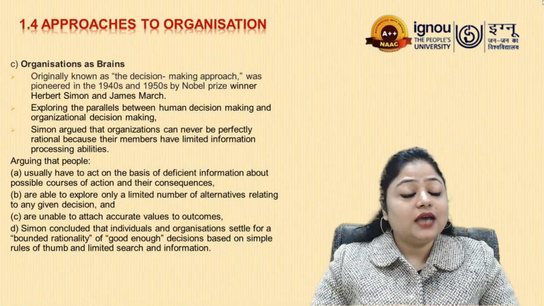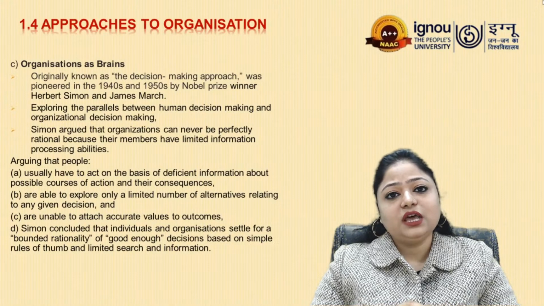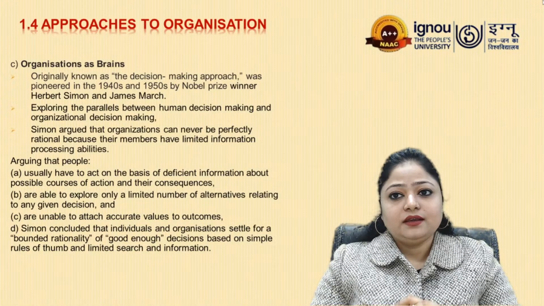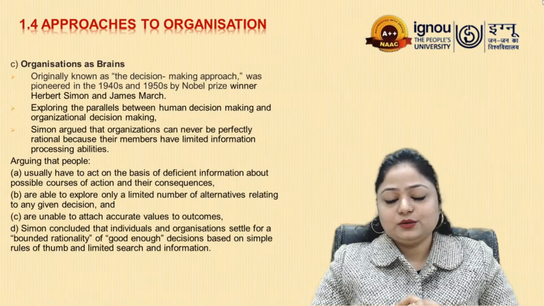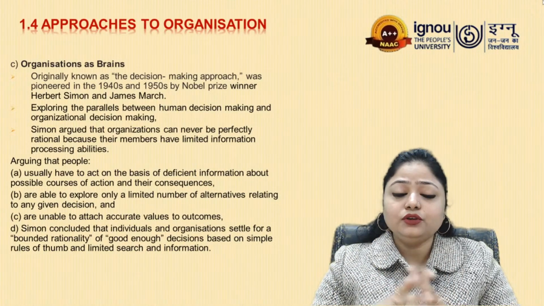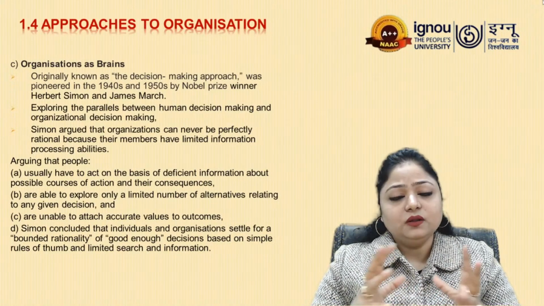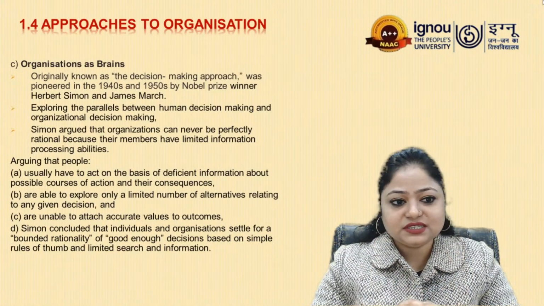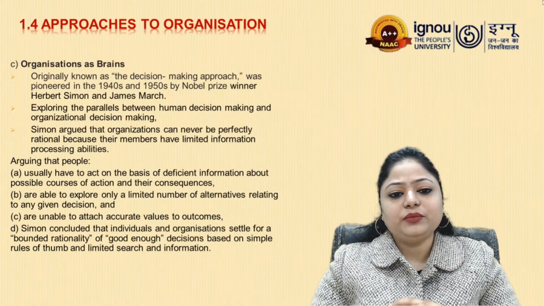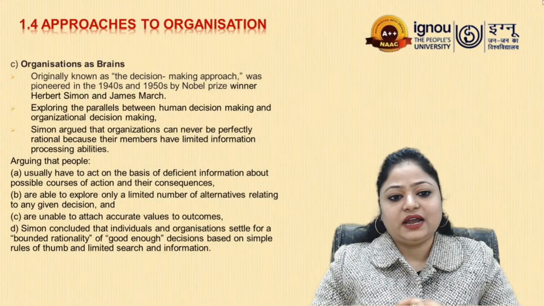So Simon argued that organizations can never be perfectly rational because their members have limited information and processing abilities. So, what can go wrong? Nobody knows. What uncertainty is there in our organizational environment is going to possess in the coming future? We cannot foresee it all the time or with 100% precision. So, they usually have to act on the basis of deficient information about possible courses of action and their consequences.